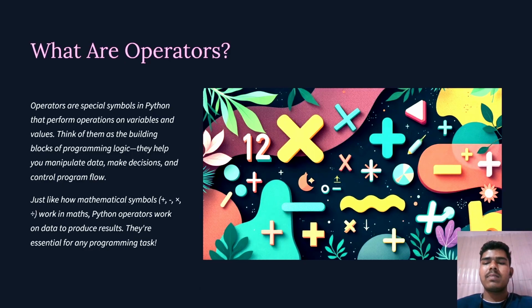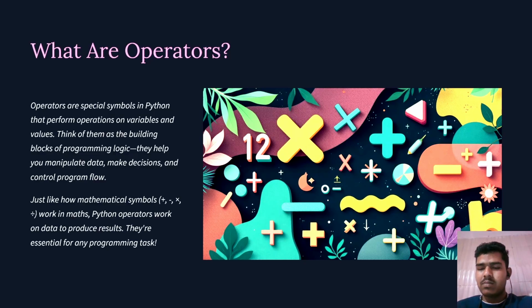What are operators? सबसे पहले समझते हैं ऑपरेटर्स क्या होते हैं. Operators are special symbols that perform operations on variables and values. In simple words, जैसे मैथ्स में हम यूज करते हैं एडिशन, सब्सट्रैक्शन, मल्टीप्लिकेशन, डिवीजन, वैसे ही पाइथन में भी हम ऑपरेटर्स डेटा पर ऑपरेशन परफॉर्म करते हैं.